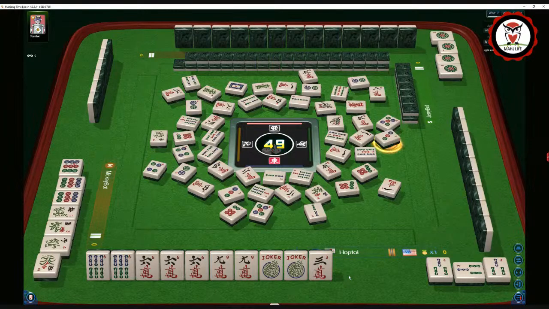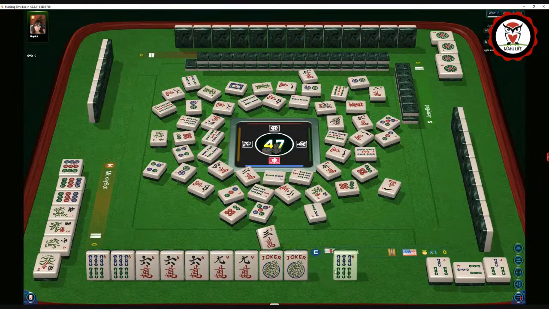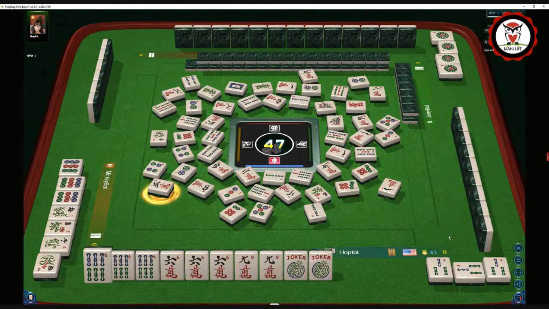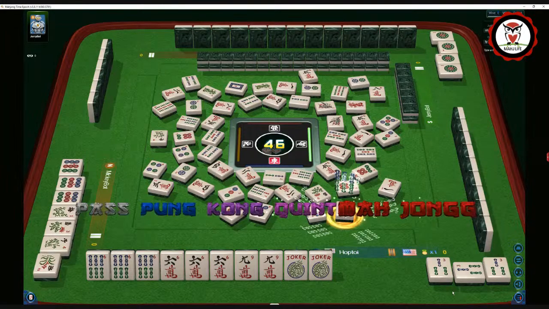3 dots. Okay, where are our tiles? We need to pick well here. We're 1 away. We need a keeper from the wall. That'll do. 3 characters. Okay, now we're ready to win. And we have 1 exposure, which is good. 6 bamboos. That would be Mahjong.